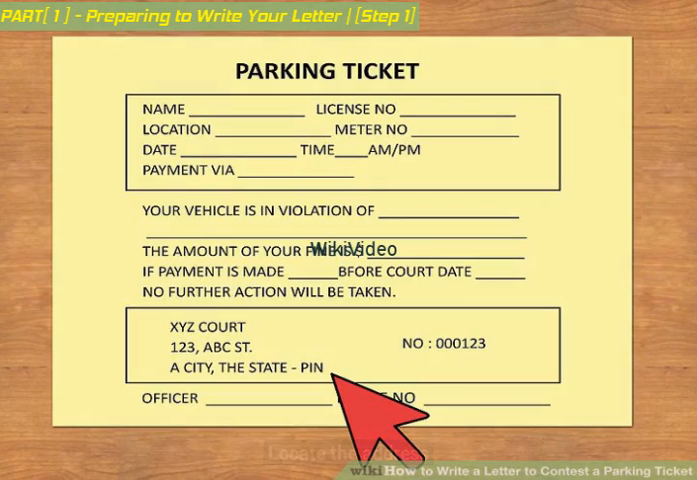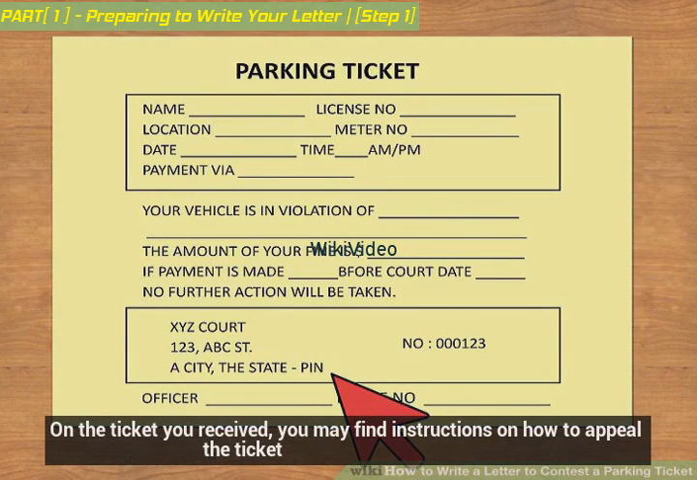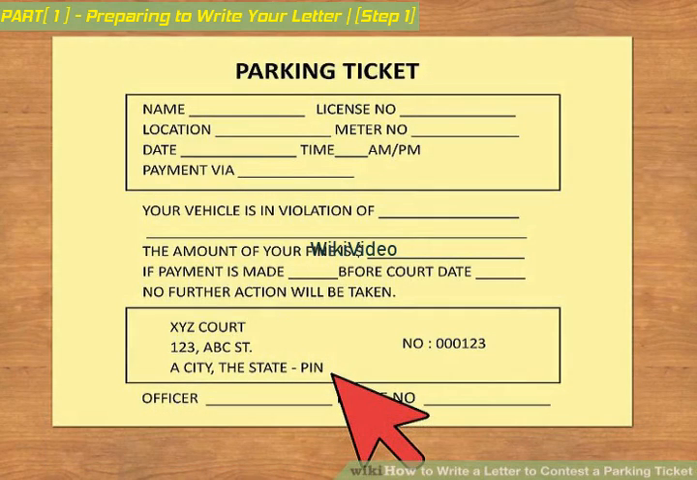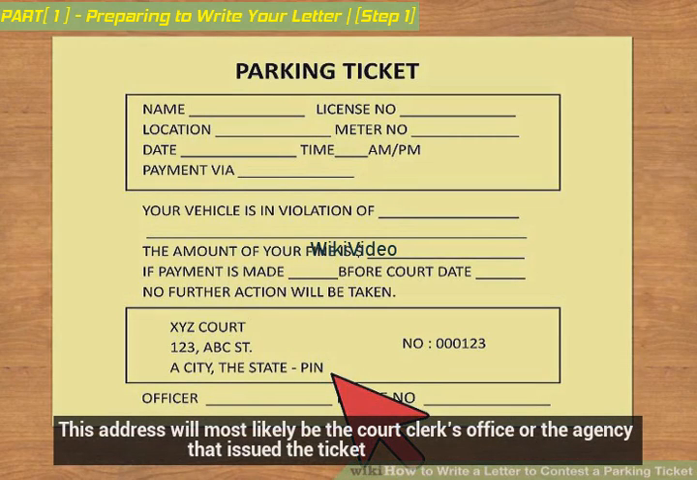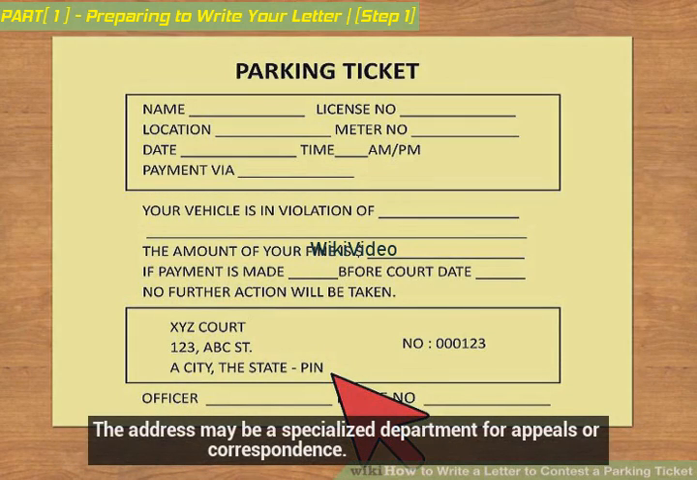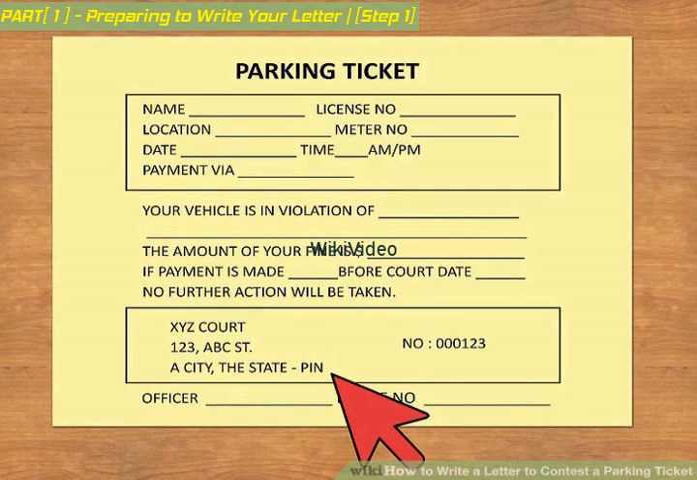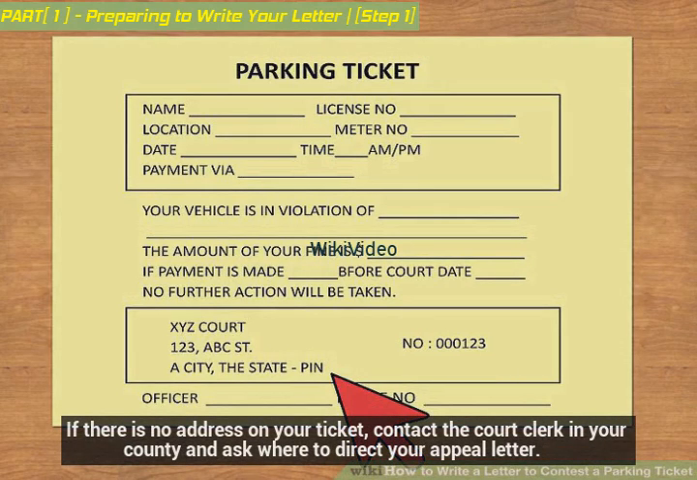Locate the address. On the ticket you received, you may find instructions on how to appeal the ticket. This address will most likely be the court clerk's office or the agency that issued the ticket. The address may be a specialized department for appeals or correspondence. If there is no address on your ticket, contact the court clerk in your county and ask where to direct your appeal letter.